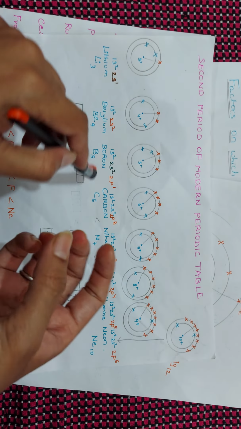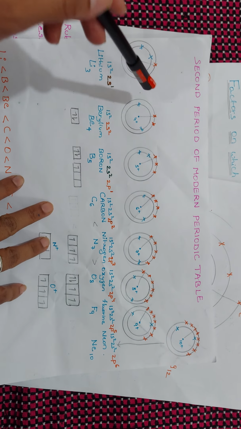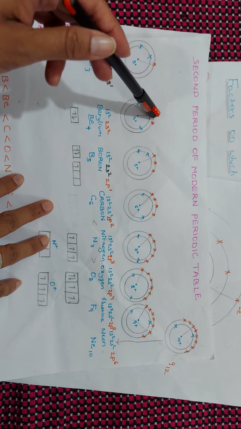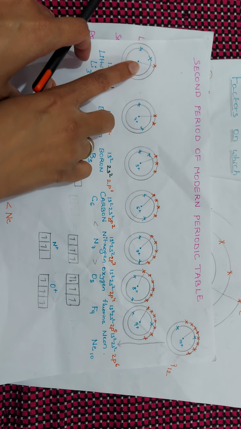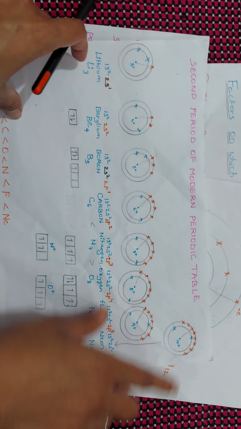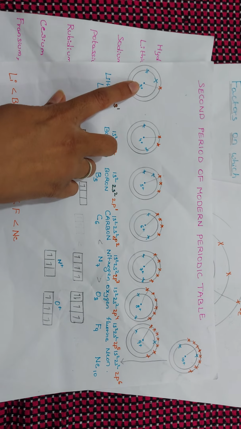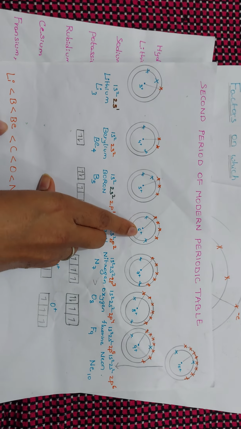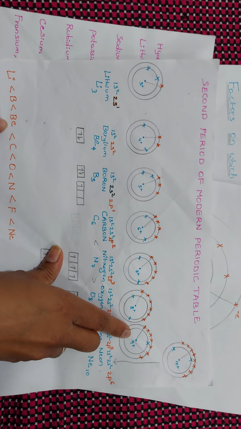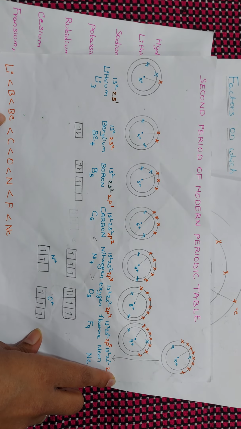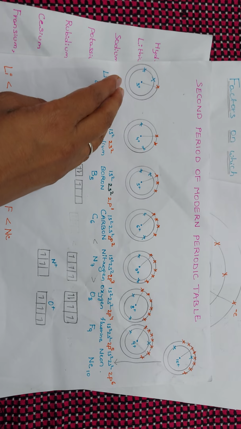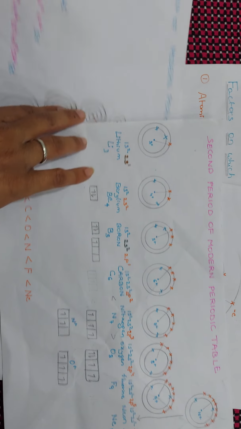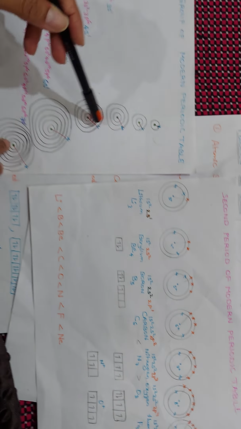So the strength of the attraction between nucleus and electron goes on increasing as we go from left to right in a period. I hope you can understand. Here it is 3, 4, 5, 6, 7, 8, 9 and 10. So along a group, the electrons are adding in newer shells.